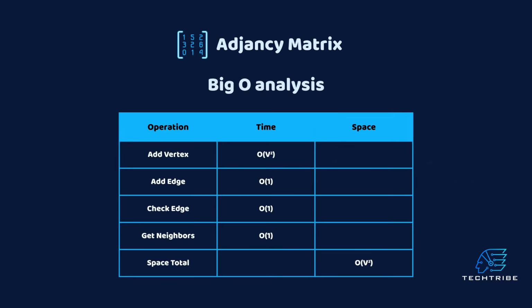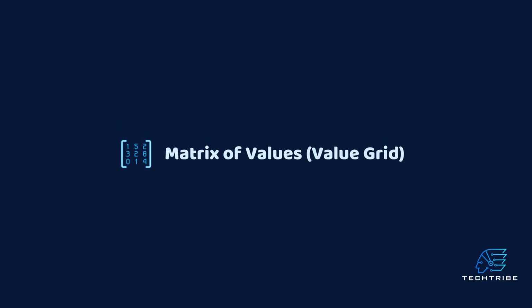Let's see the big O analysis of this approach. Adding a vertex is a pain, so you will have a complexity of O(V²). Add edge, check edge, and get neighbors are all O(1), and the space complexity is O(V²).